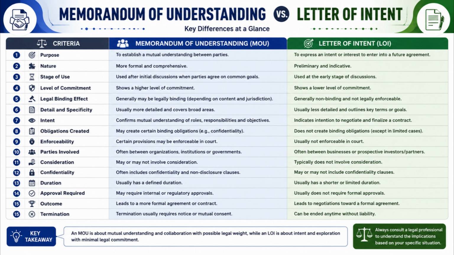To summarize, a Memorandum of Understanding is a document that establishes mutual understanding and cooperation with a greater level of commitment and possible legal significance. On the other hand, a Letter of Intent primarily expresses a future intention to enter into an agreement and generally carries less commitment and legal obligation. Understanding these distinctions helps businesses, organizations, and individuals choose the appropriate document during negotiations and partnership discussions.